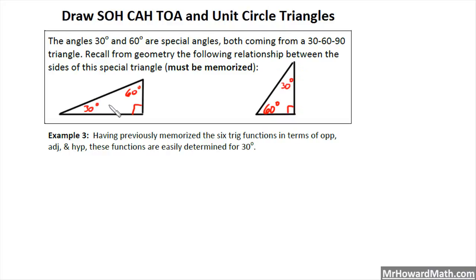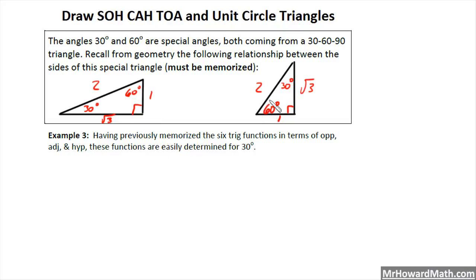Okay, so we need to label these sides, and these were sides that you did work with in geometry, so it's 1, 2, and square root of 3 are the sides. So same thing over here, 60 degrees goes with square root of 3, 30 degrees goes with 1, and the hypotenuse is 2.